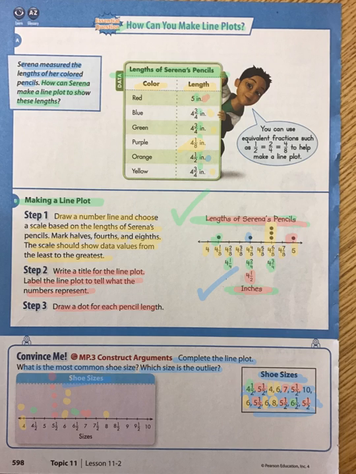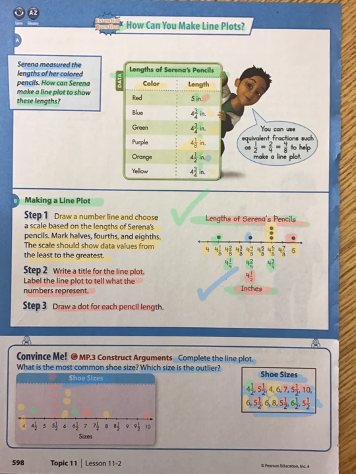And 1 10. I'll use red. The next thing I always like to do when I'm creating a line plot, I count how many numbers I have and make sure I have the same number of dots. So I have 1, 2, 3, 4, 5, 6, 7, 8, 9, 10, 11, 12, 13, 14 shoe sizes. Let's make sure we have 14 dots.